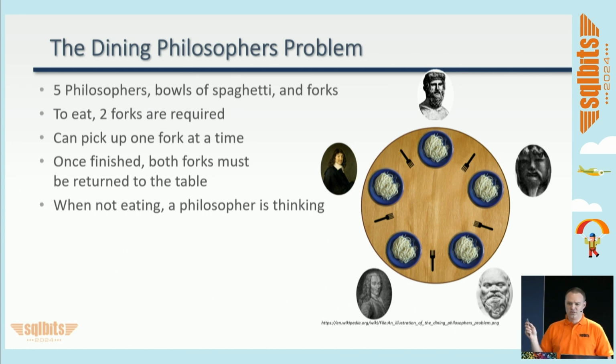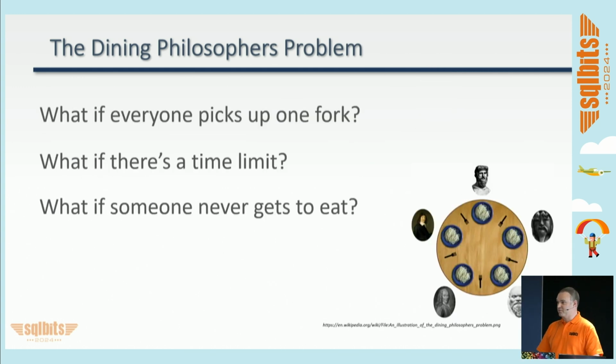Now, what happens if everybody picks up 1 fork? Then no one can get a second fork, and you would effectively have some kind of deadlock. So we might need some kind of rule, like a time limit. Maybe once you pick up 1 fork, you have to acquire another fork within a period of time, or you have to release the fork that you had already picked up. What if some philosopher never gets to eat at all? What if they never get their food? They starve, literally. The term is actually starvation in computer science scheduling terms.